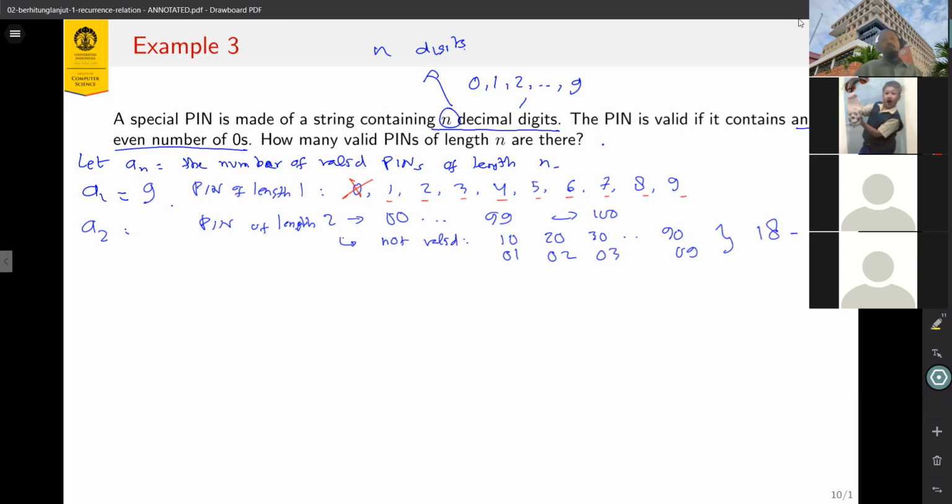So that means valid pins of length 2 is 100 minus 18, so that is 82. Let's check. Yes, 82. What about A3? Now it's getting more complicated, right? What about A3?